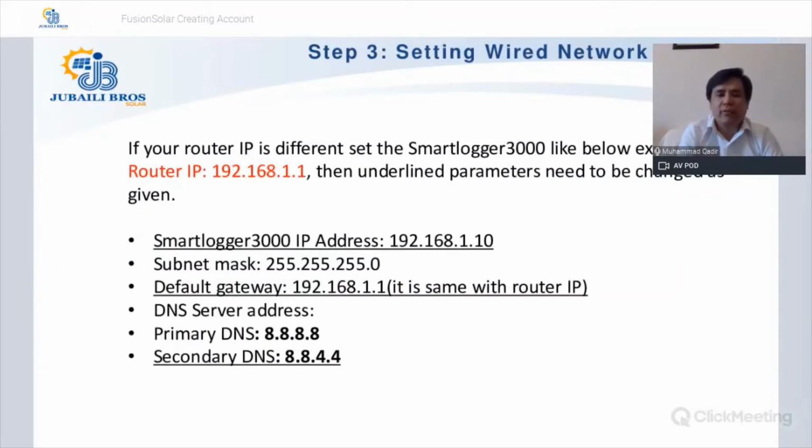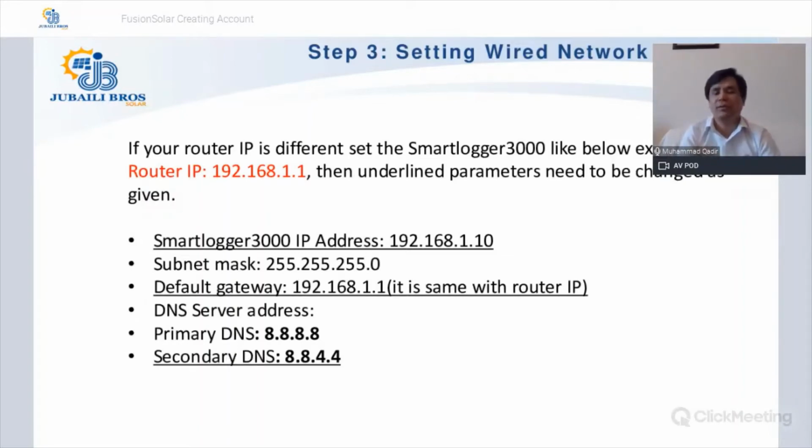So, setting wide network parameters. Let's suppose the gateway of your router is 192.168.1.10. It means it is a different gateway. So the default gateway, which is 0.10 at the end, needs to be changed in the smart logger. For that purpose, you go to the wide network setting and change that. Accordingly, you will provide the smart logger IP address, the gateway, and define the primary DNS and secondary DNS, and then you are happy to proceed.